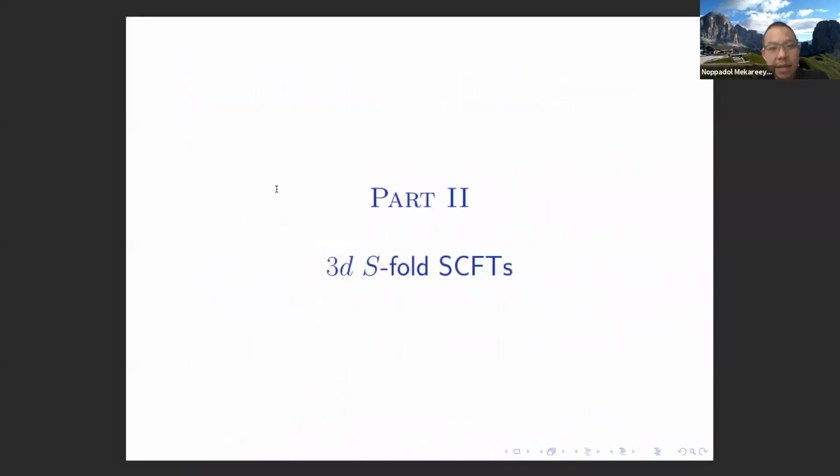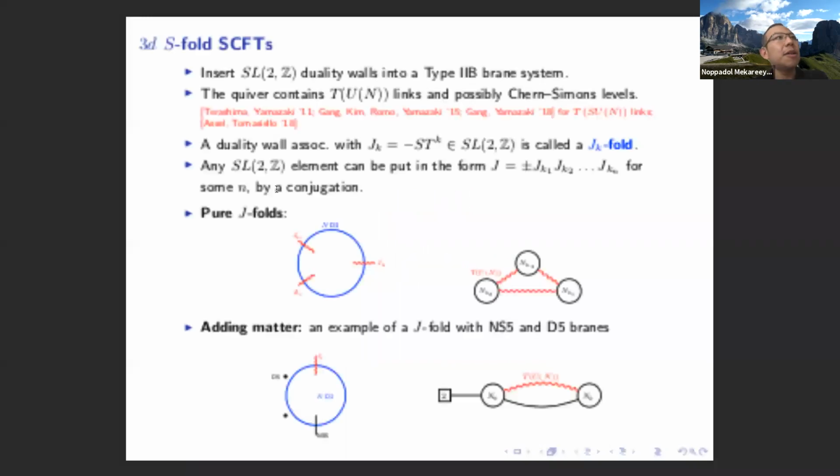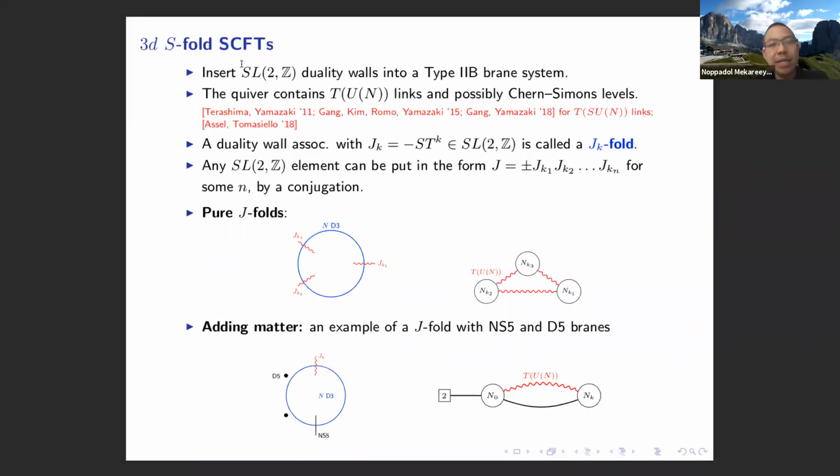Okay, so now we can construct the theory that we would like to. This is the main part of the talk. This is called the 3D S-fold SCFT. Why is it called S-fold? Because we basically fold the theory together using the SL(2,Z) twist, if you want. So what we do is insert SL(2,Z) duality walls into a type IIB brane system, and this is usually a circular system. The theory contains T[U(N)] links with a possibility of Chern-Simons levels. You can have a look at this example.